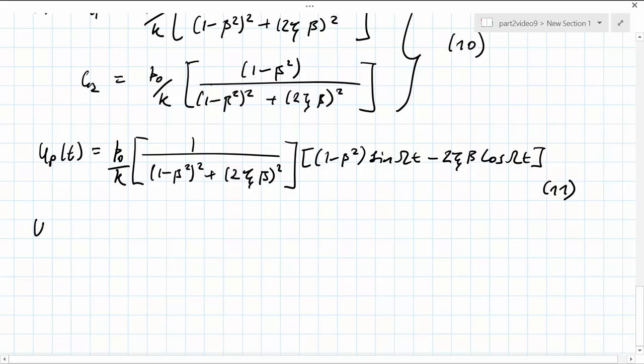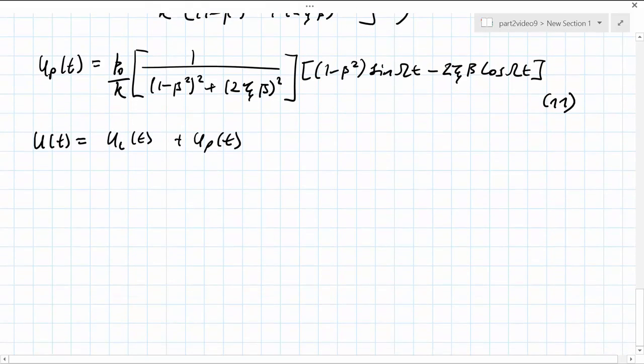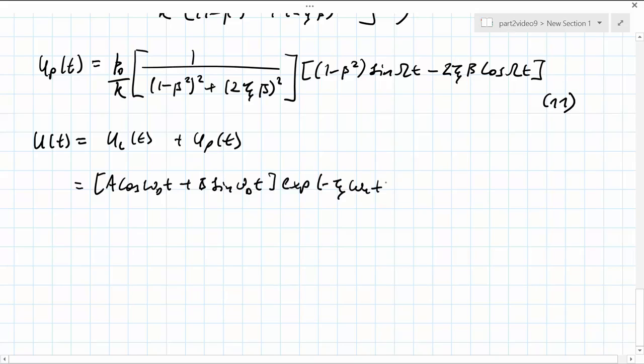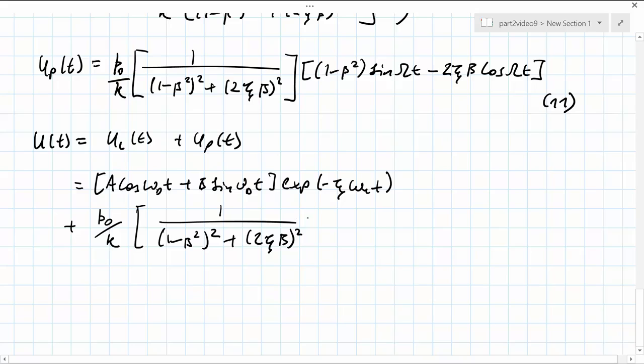The total solution then, u of t, is just the complementary function plus particular integral. So we have A times cosine omega d t plus B times sine omega d t, times the exponential of minus zeta omega n t, plus our particular integral P0 over K times 1 over 1 minus beta squared all squared plus 2 zeta beta all squared, times 1 minus beta squared sine omega t minus 2 zeta beta cosine omega t.